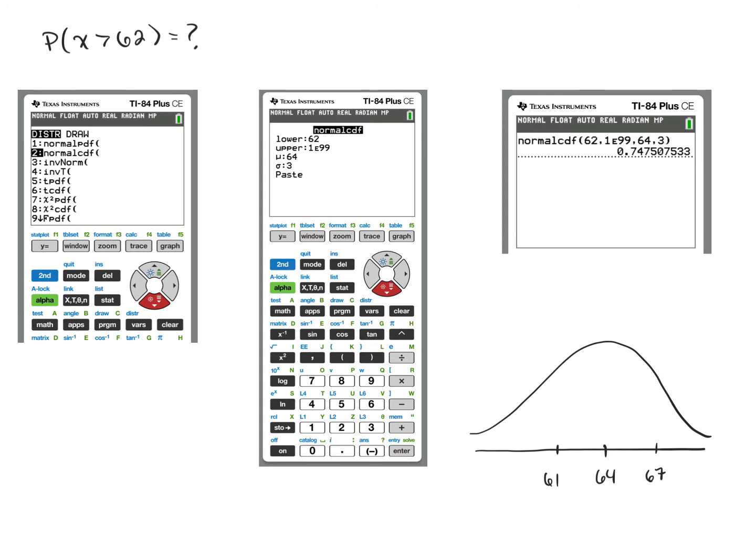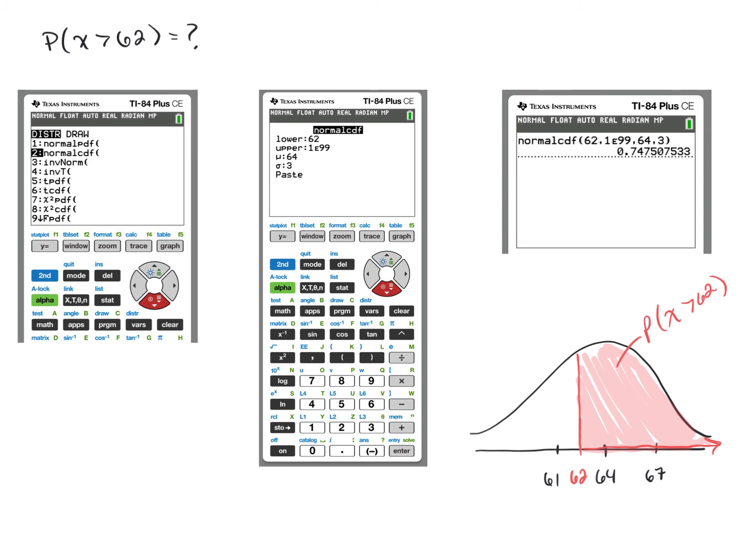Okay, now let's take a look at how we can use our calculator to calculate the probability that a randomly selected female is going to be taller than 62 inches. So again, go back to your bell-shaped curve and mark where 62 inches is on the curve. And we are interested in finding the probability that a randomly selected female has a height that's taller than 62 inches. So I'm interested in the area that is under the curve shaded in red. So that's going to give us the probability that X is greater than 62 inches.